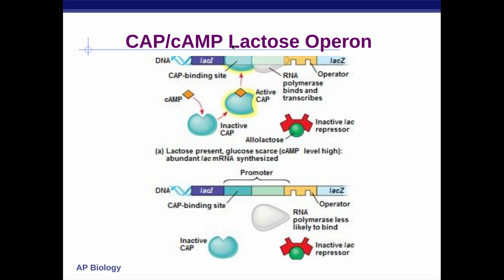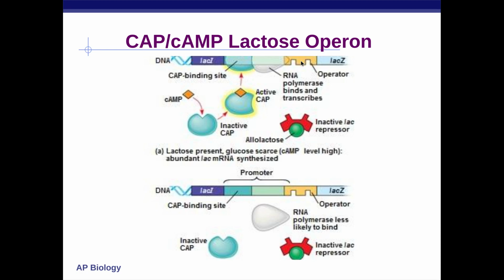So in addition to the promoter site and the Lac site, there is another site here called the cap binding site. And when you have a lot of lactose and very little glucose, you have more of this molecule called cyclic AMP. And cyclic AMP is going to bind to an inactive protein called cap protein, making it an active cap. And the active cap protein complex is going to go and bind to the cap binding site, which causes more and more mRNA synthesis.